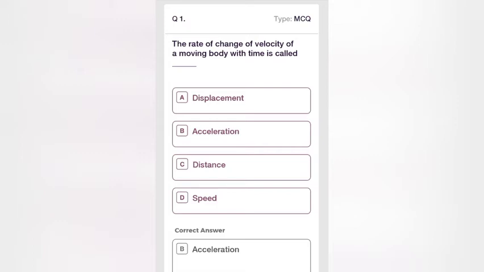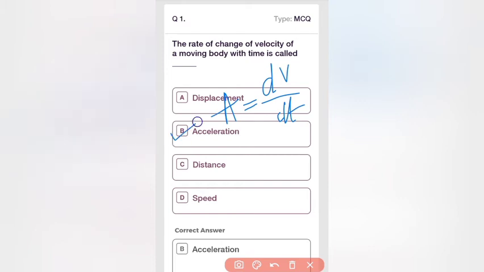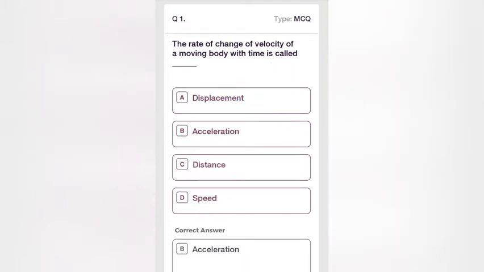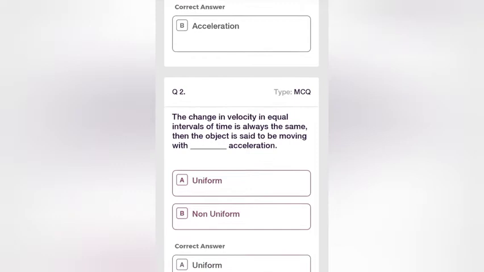Rate of change of velocity, we call it as acceleration. Option B is the correct answer. Change in velocity by time. Second question.